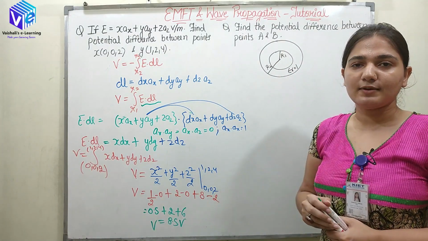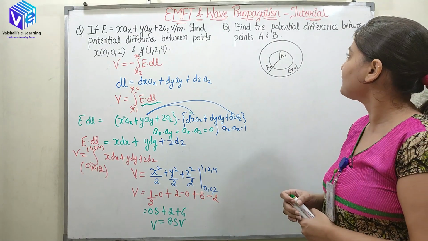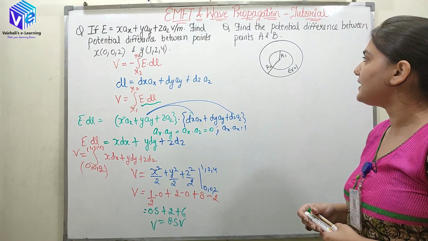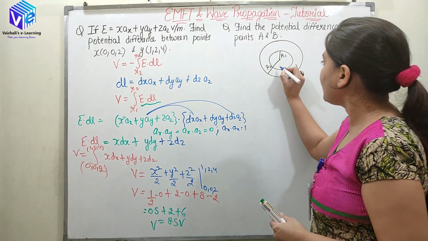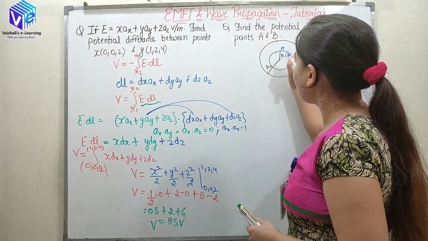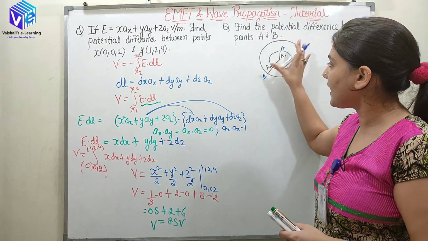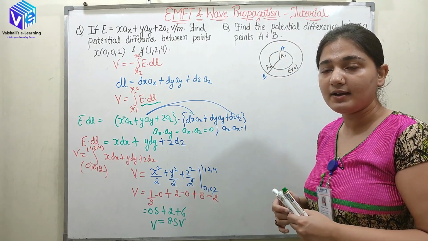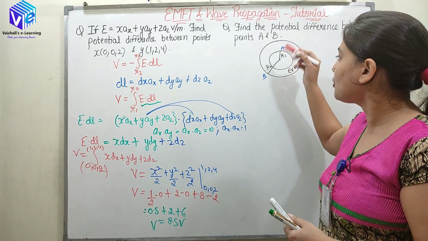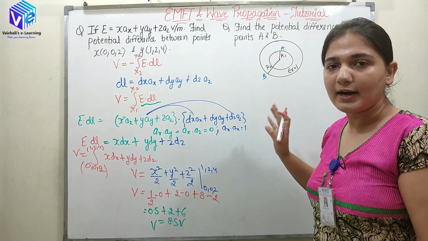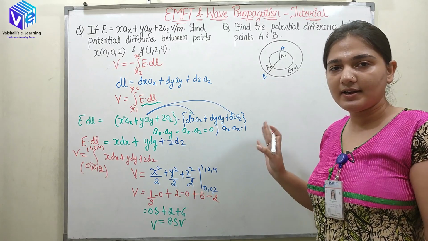Now coming to the next question. This question states, find the potential difference between the points A and B. So this is the point A and this is the point B. So we have a circular type of structure, and from here we need to find out the potential difference. So we know the radii R1 and R2. It is given in terms of R1 and R2.